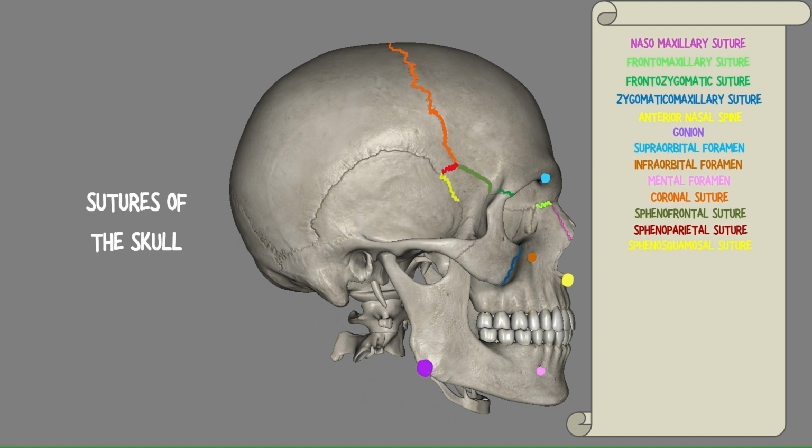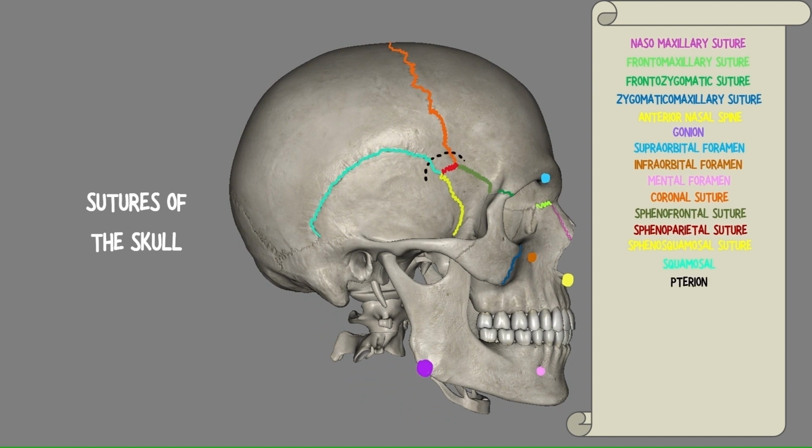The spheno-squamosal suture is a vertical cranial suture between the sphenoid and temporal bones bilaterally. The squamosal or squamous suture is the cranial suture between the temporal and parietal bones bilaterally.